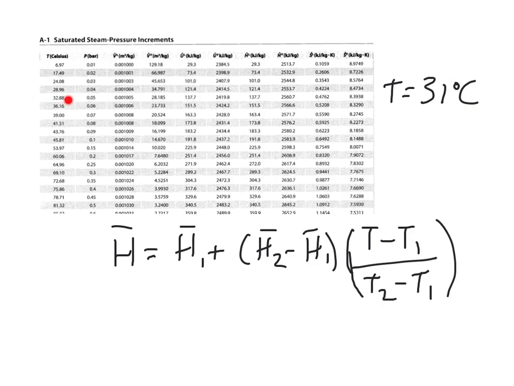Our second data point is 32.88, the other boundary between the two. So the enthalpy H1 again is 121.4, and H2 is 137.7. T is the temperature at which we're trying to get the data, that's 31 degrees Celsius. And T1 and T2 are the data points that we do know. T1 would be 28.96, and T2 would be 32.88. I could just plug the values from this table into this formula to get the predicted value at 31 degrees Celsius.